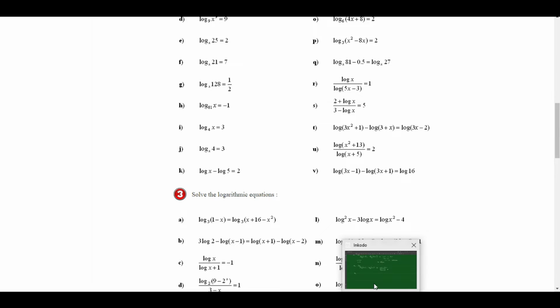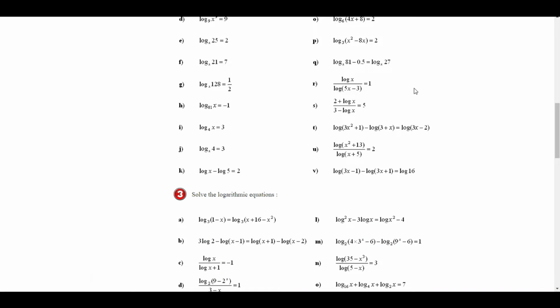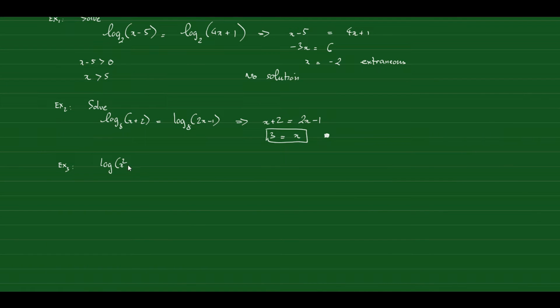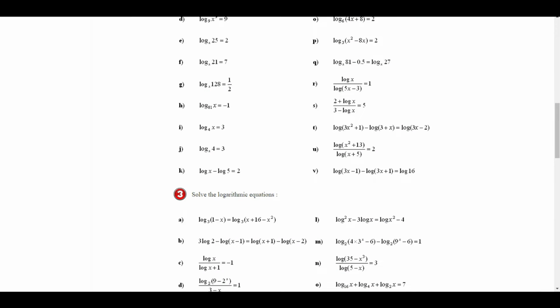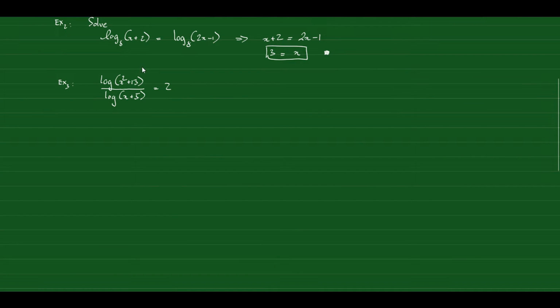Okay, so we have log base 10 of x squared plus 13, over log base 10 of x plus 5, equal to... Alright. So how are we going to do this?